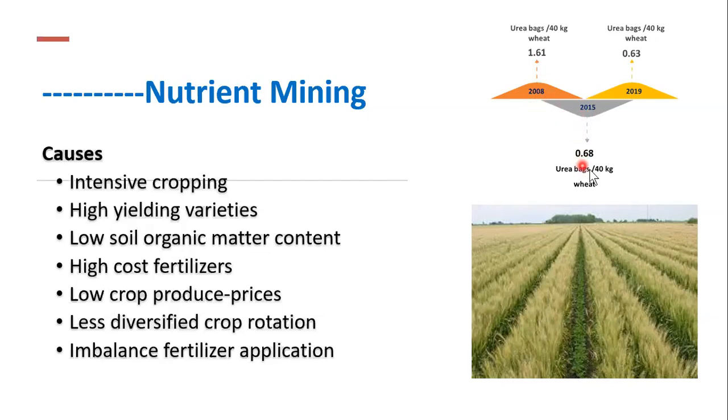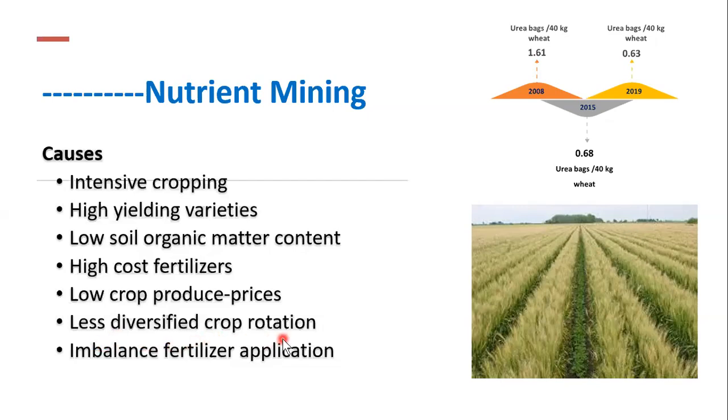You can see the chronological effect. Urea bags per 40 kg. So in 40 kg, we could buy 1.6 urea bags in 2008, but it was reduced to 0.68 bags in 2015 and even 0.63 in 2019. So it means the high cost restricts the fertilizer application. Low crop produce prices will also make it hard for farmers to apply fertilizers.